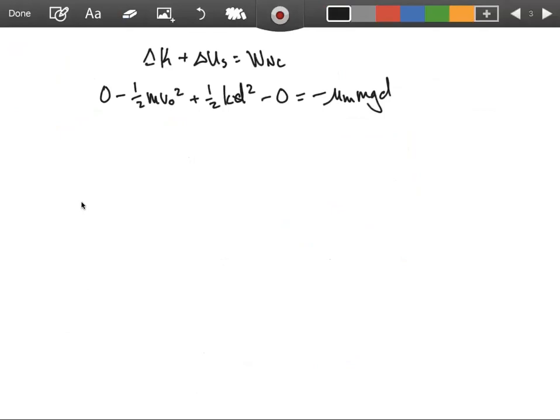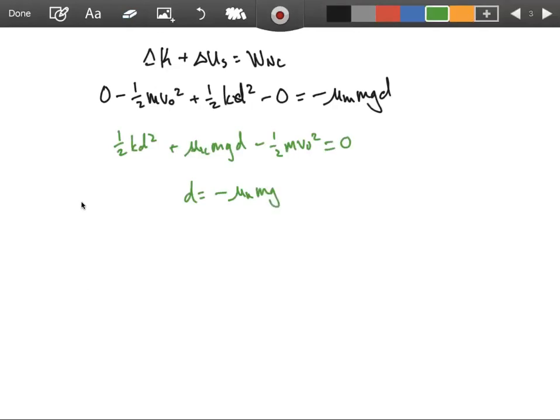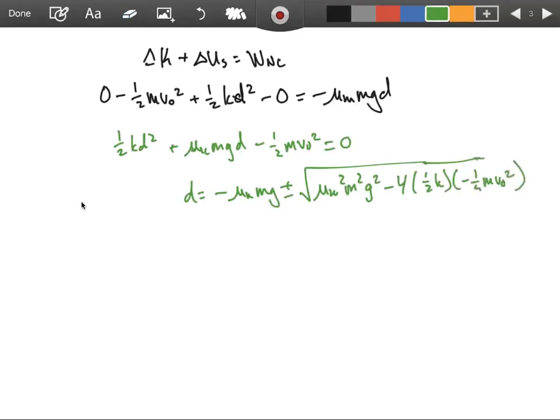From here, all I care about is what's d. If I look at this, I can see I would actually have to solve a quadratic. So let's make it look like a quadratic. This becomes 1/2 k d squared plus mu sub k m g d minus 1/2 m v initial squared equal to 0. So from this, I would find d is equal to minus b, so minus mu sub k m g, plus or minus the square root of mu sub k squared m squared g squared minus 4 times a, which is 1/2 k, times c, which is minus 1/2 m v initial squared, all divided by 2 times a, which is 1/2 k.